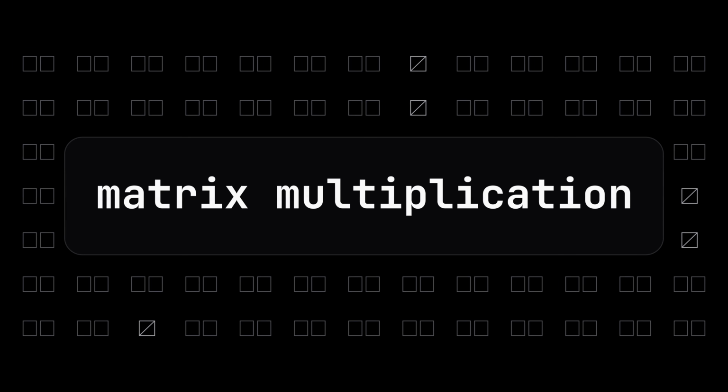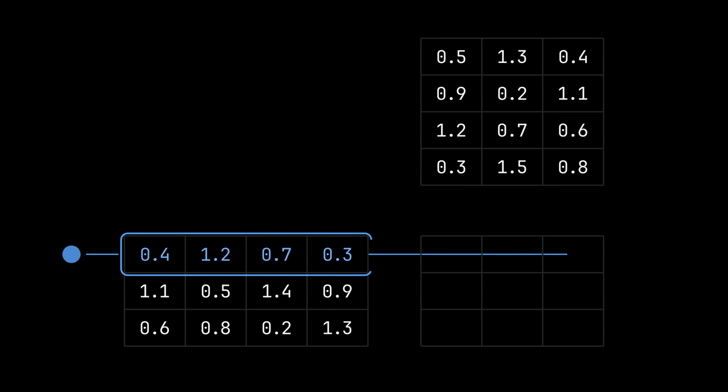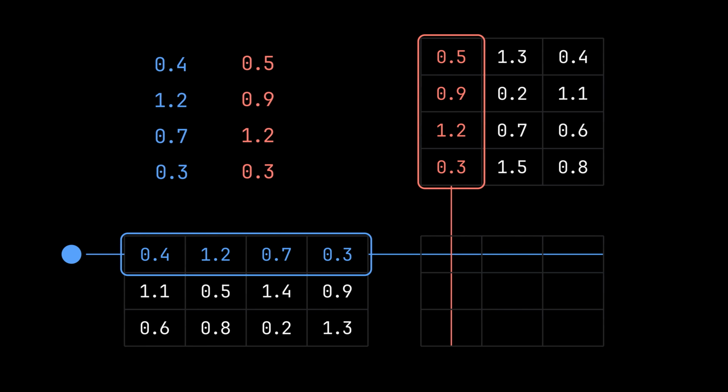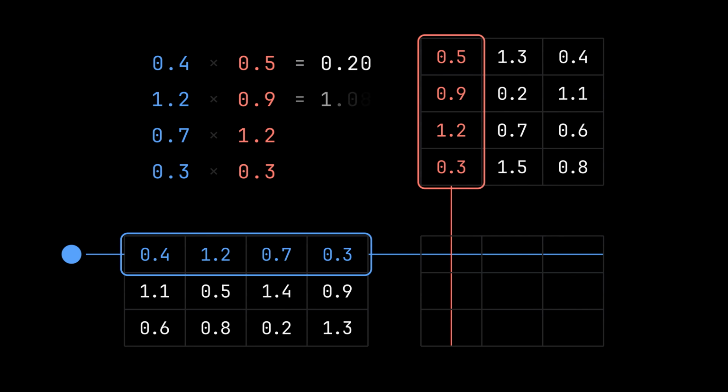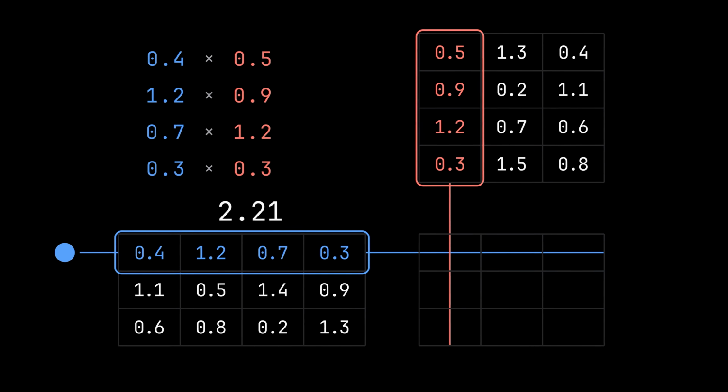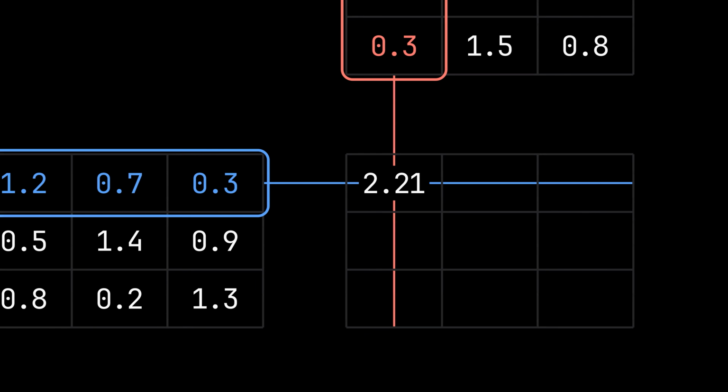When you run a large language model, almost all of these calculations are matrix multiplications. We are multiplying two matrices together. Here's what it looks like. You take the blue row, which is one neuron, and the red column, which is the input. You multiply the numbers in the blue row and the red column together in pairs and add the results. The resulting number goes where the blue row and the red column cross.